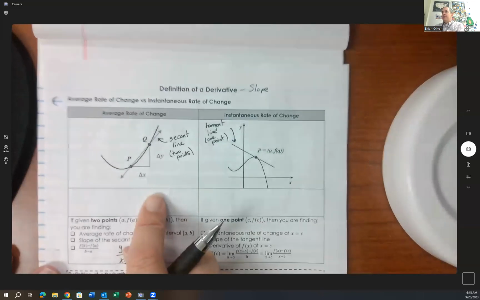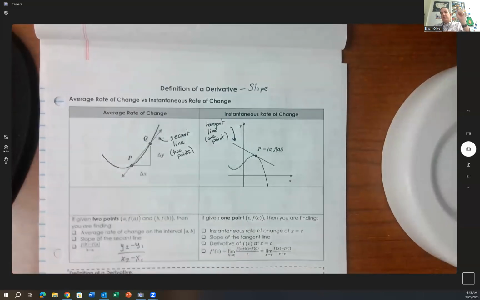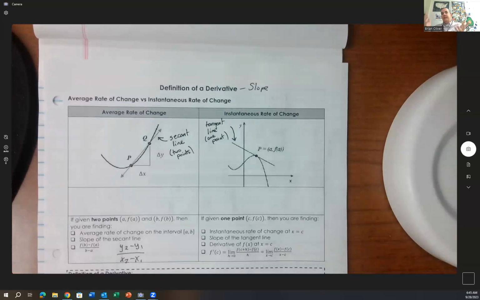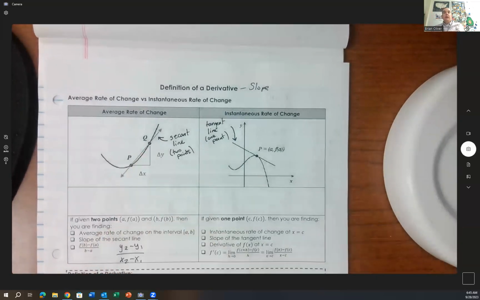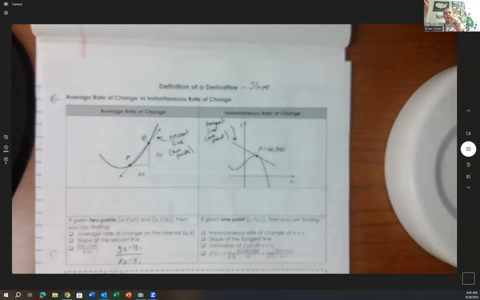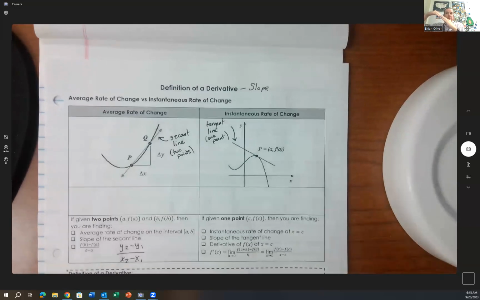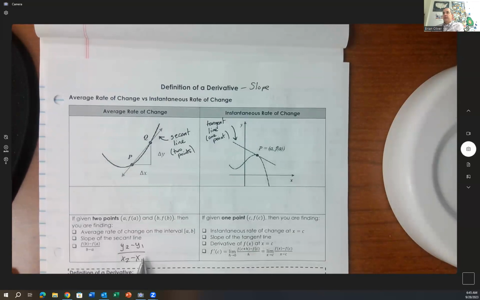There are two ways to do it. The first way I could do it is if I know 2 points on the curve, I can estimate it using something called the secant line. Secant line basically says 2 points on the curve. I'm going to take the slope between those 2 points, and I'm going to use that as an average. Well, that's what you've been doing all this time. Y2 minus y1 over x2 minus x1. F of b minus f of a over b minus a. Remember, f of x's are always my y's, and these are always my independent variables. So that's one way to do it.